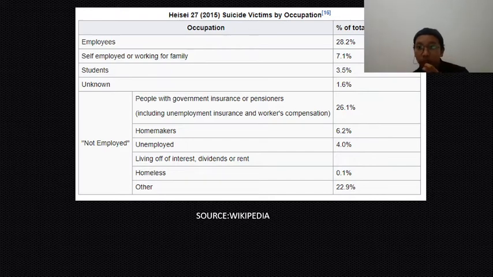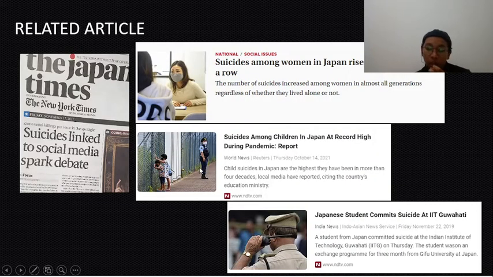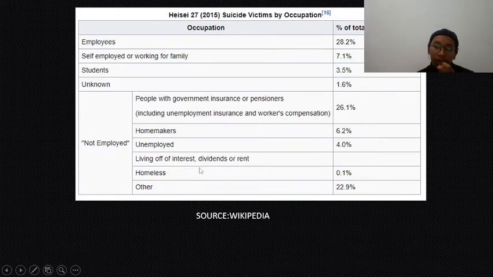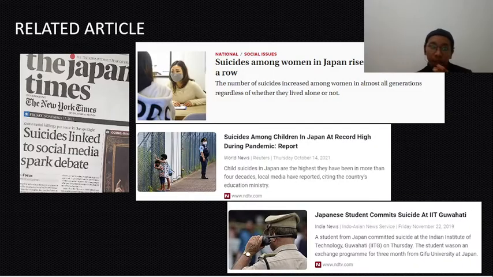For the next slide, it is the suicide victims by occupation, the percentage of total suicide victims by occupation. The source I got this from is Wikipedia, and it covers employees, self-employed or working for families, students and unknown, and not employed. As you can see here, it also includes people with government insurance or pensioners, homemakers, unemployed, living off interest, dividends or rents, homeless, and other. Alright, so we go to the next slide.